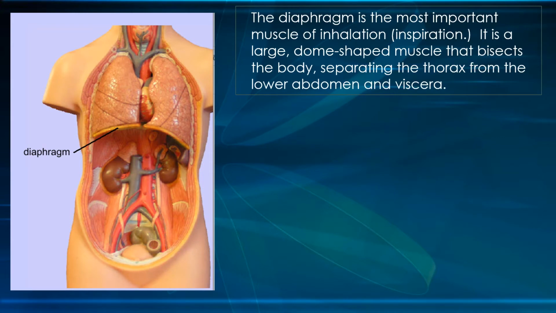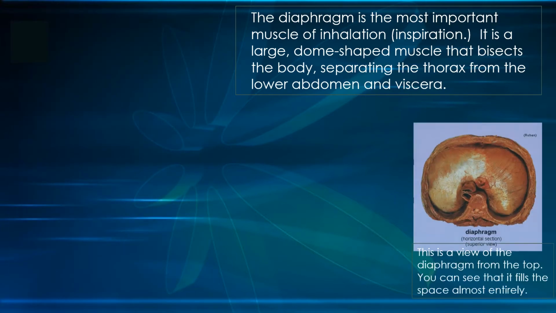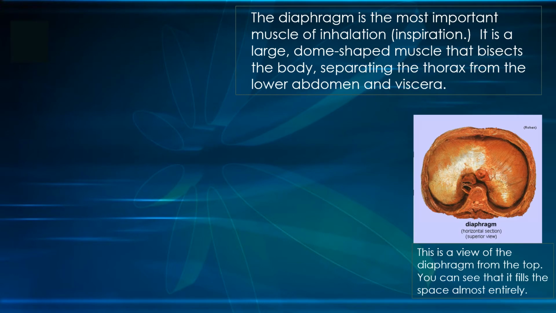The diaphragm is the most important muscle of inhalation or inspiration. It is a large dome-shaped muscle that bisects the body, separating the thorax from the lower abdomen and viscera. This is a view of the diaphragm from the top. You can see that it fills the space almost entirely.